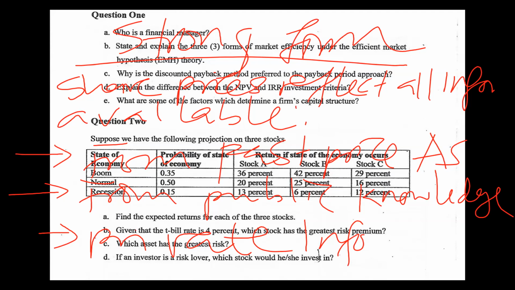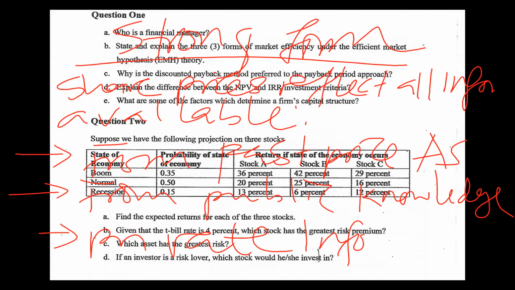So in the efficient market, when you have the strong form efficient market hypothesis, what happens is that when we say the market is very strongly efficient, we can say that even the private information is available to the people. Is that clear?